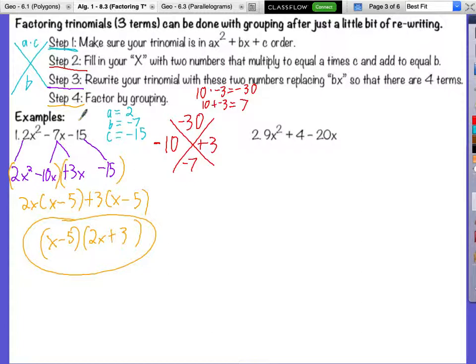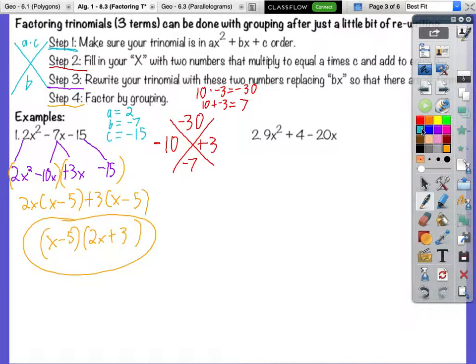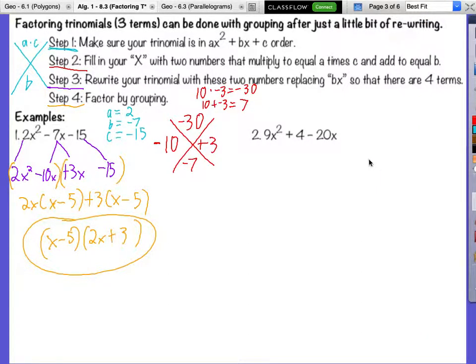We're going to walk through number 2 the same way. Our first step is to make sure it's in the right order. Is this in the right order? No. What do we need to do? Switch to 4 and negative 20x. So I'm going to write it right below it: 9x squared minus 20x plus 4. Is that better? And what else do we do in this light blue first step?